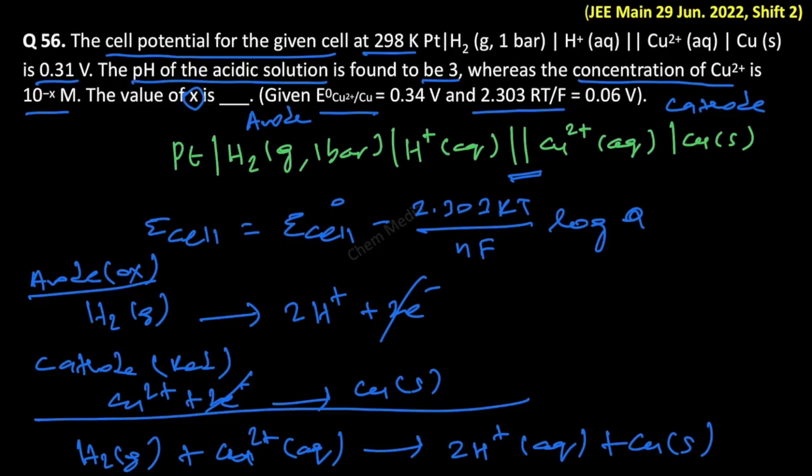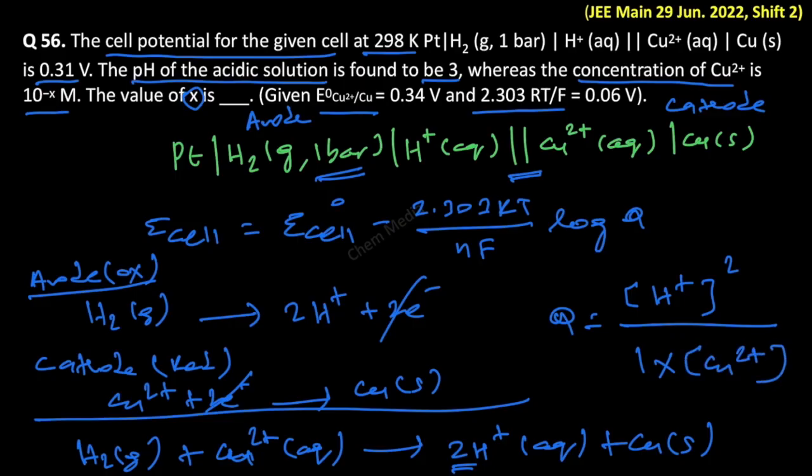Therefore the quotient here is concentration of H plus whole square, because we have the stoichiometric coefficient 2 here, and we don't enter solids in the reaction quotient equation because that is constant, divided by concentration of H2, that we can take as 1 bar, partial pressure of H2. So therefore simply multiplying 1 with the concentration of copper 2 plus. So that's our reaction quotient.